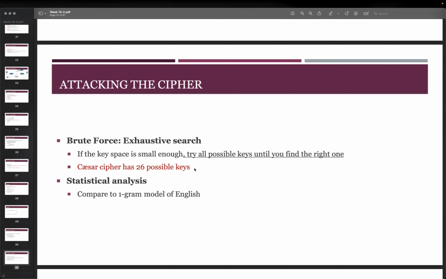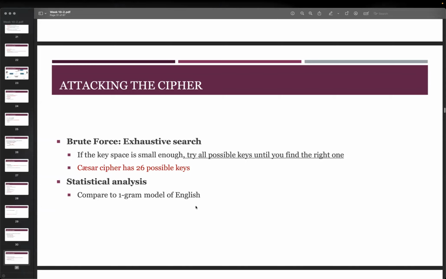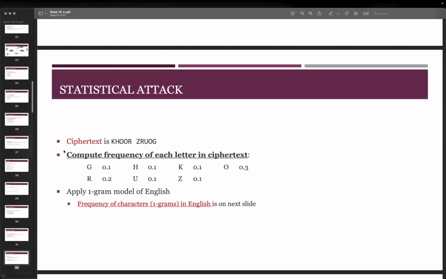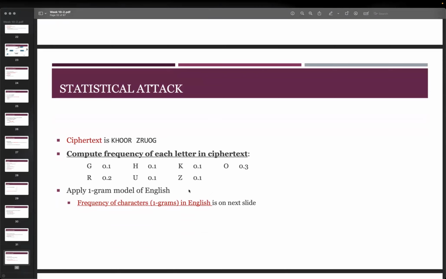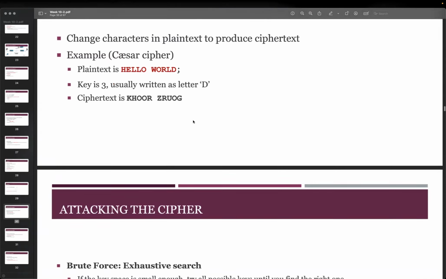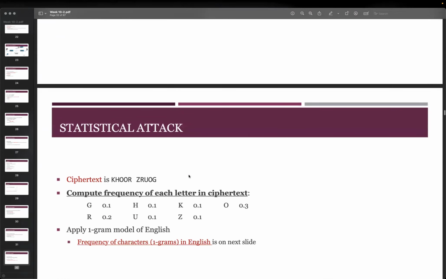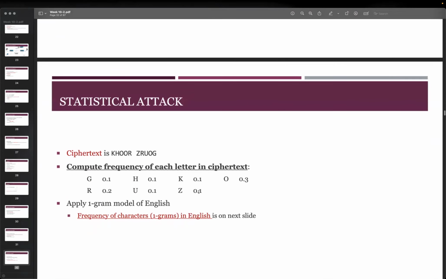And also we can do statistical analysis. We just compare to the 1-gram model of English, just like what we see. Let's say for the ciphertext, we check the letter K, and we are looking at all those values. What is the frequency of each letter in the ciphertext? If we look at all these, maybe G 0.1, H 0.1, K, and then O with 0.3 is the highest. If you remember the hello world example, we can match K 0.1 and then from ours 0.2. So we just check.